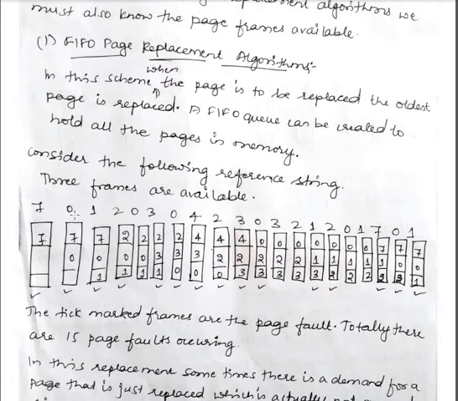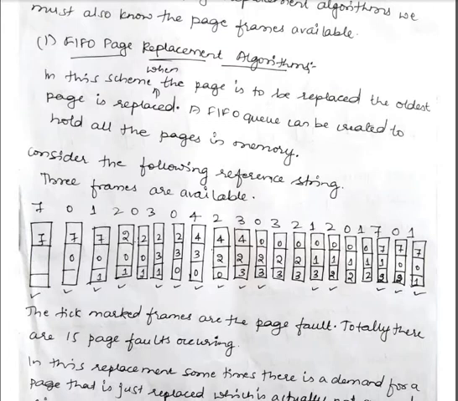Next, page 0 also causes a page fault because there is no 0 there, so 0 will be taken in. Next page number 1 also causes a page fault since page 1 is not there. So now we have 7, 0, 1, and all three frames are full. What is the next reference? There is no place in these frames, so we have to replace one page. Which page among 7, 0 and 1? This is FIFO, so which page came first? 7 came first, so replace 7.